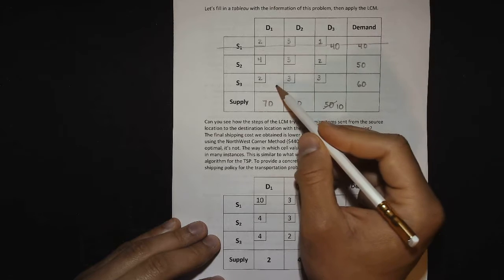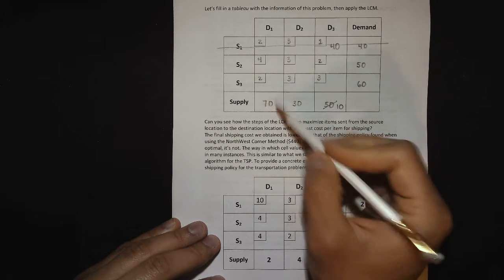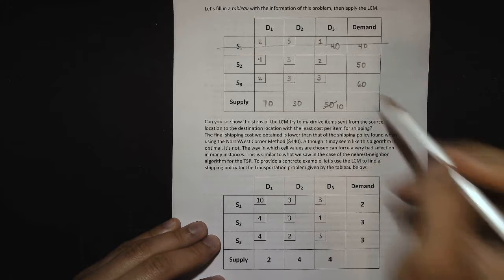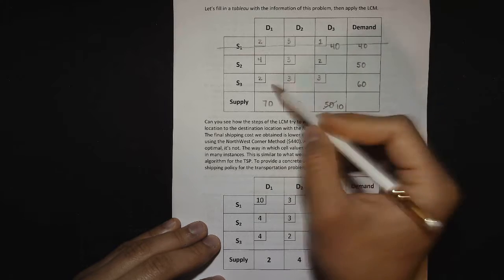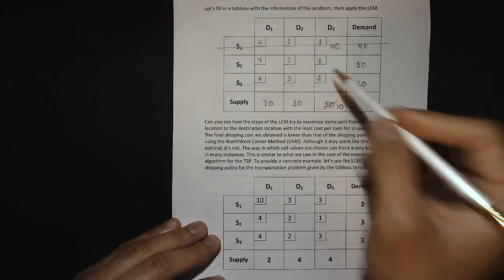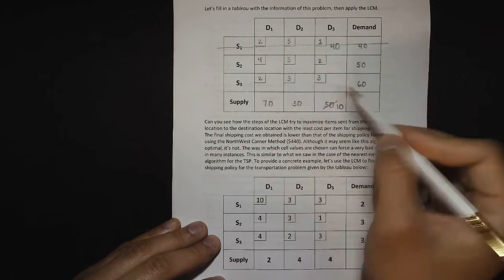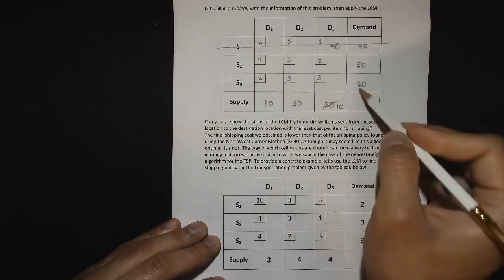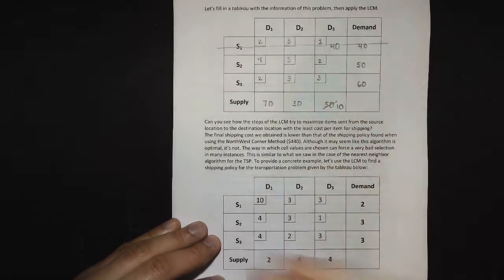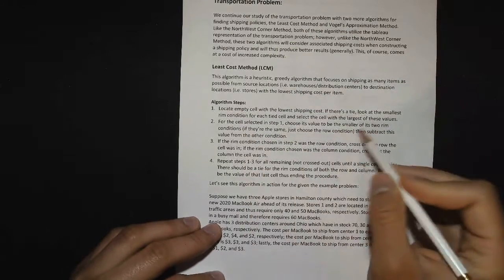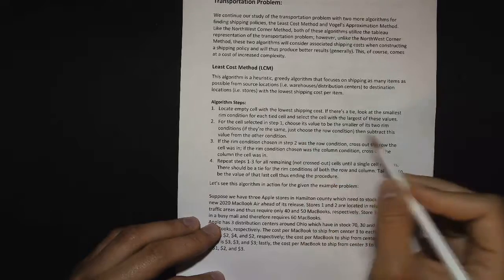Then we look at the other cell and find its minimum rim condition. It has rim conditions 70 and 60. The minimum of those is 60. Then we compare those minimum rim conditions, and we take the one with the highest minimum rim condition. So 10, 60, this one has the highest minimum rim condition. 60 is greater than 10, so this is the one we choose from step 1. Then we do step 2. For that cell, we choose its value to be the smaller of its 2 rim conditions. Then we subtract this value from the other condition.